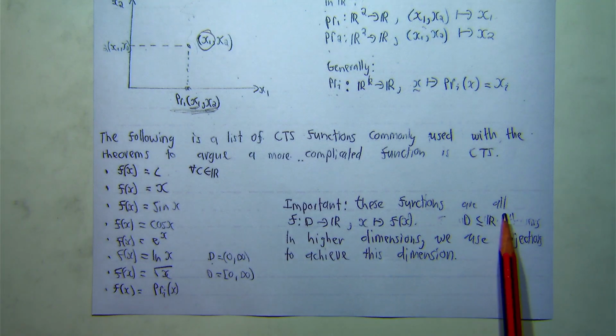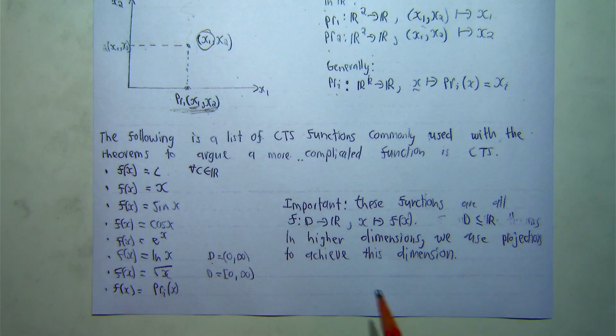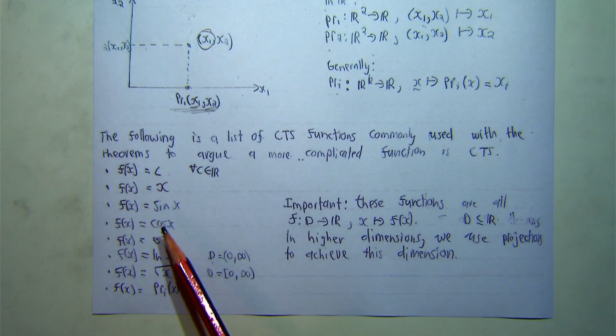And these functions are all mapping from D to R, where D is a subset of R. In higher dimensions, we need to use projections to actually leverage the fact that these are continuous. Okay, so let's take a look at an example of that.